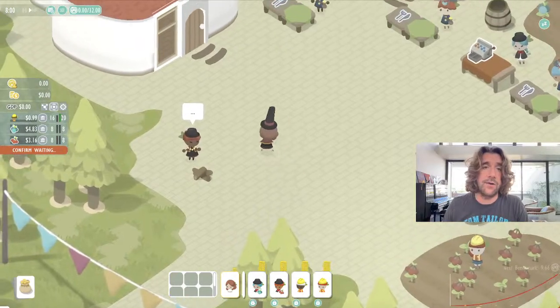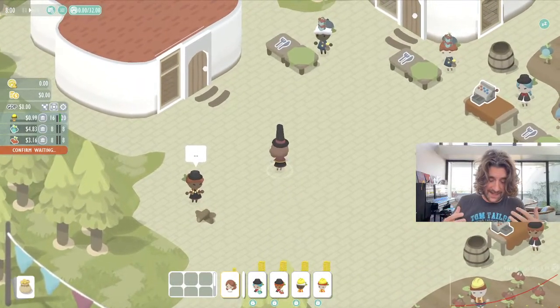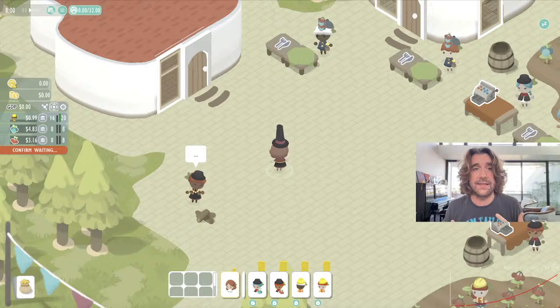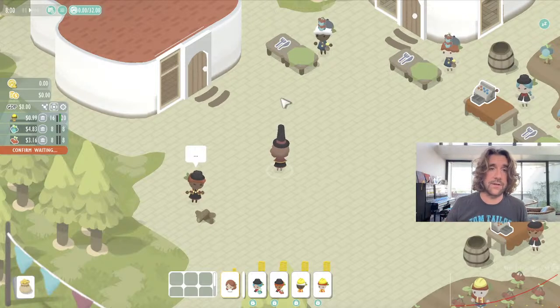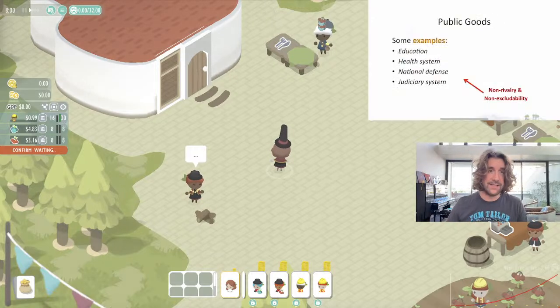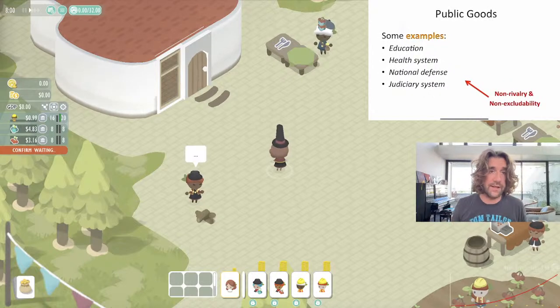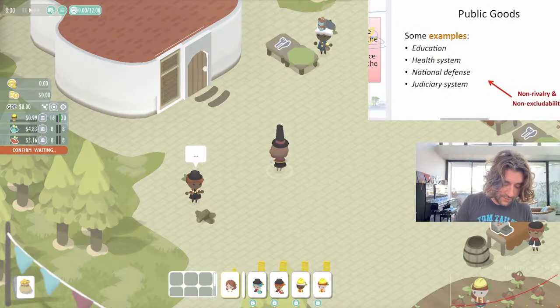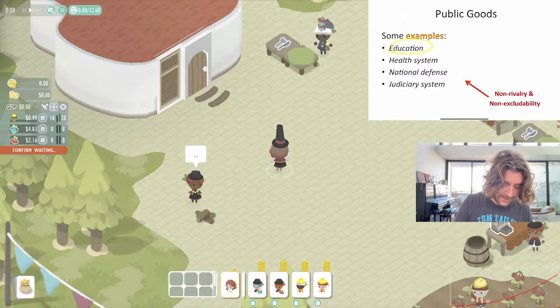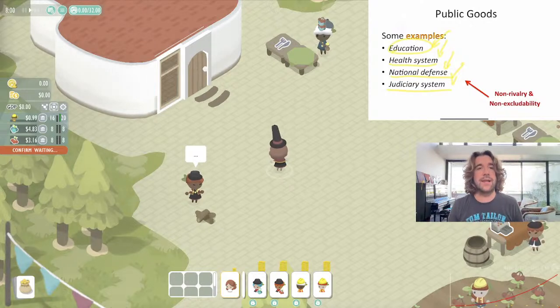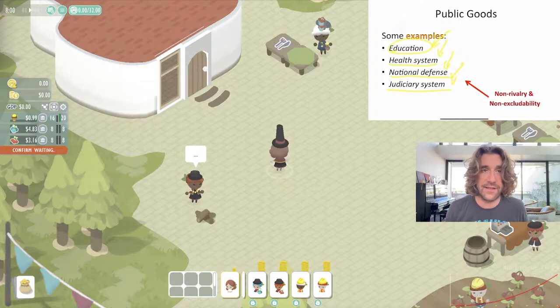Public goods are goods that are, to a certain extent, non-rivalrous and non-excludable. Let me open my slides again. Public goods are really important in real life. Think about education, health system, national defense. These are all examples of public goods. They're very important in our life. For example, think about national defense.